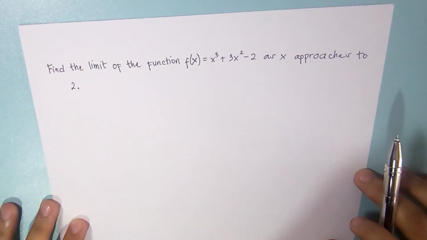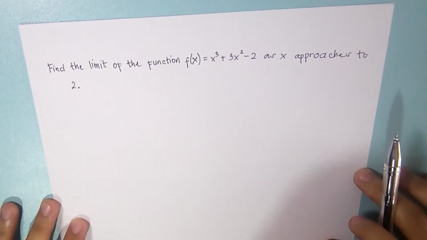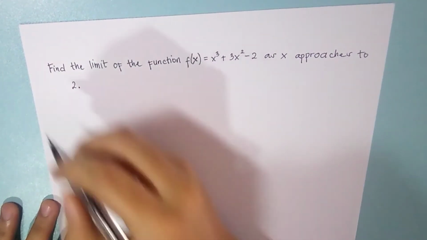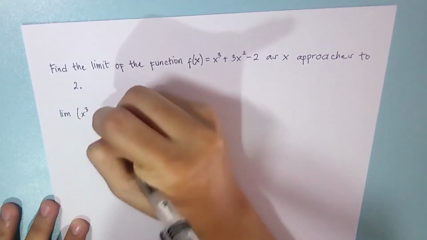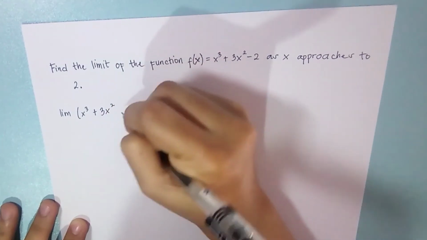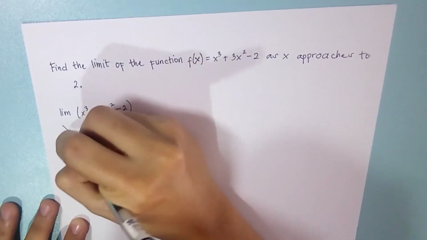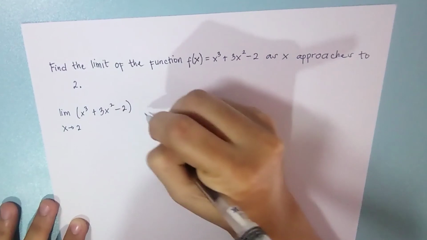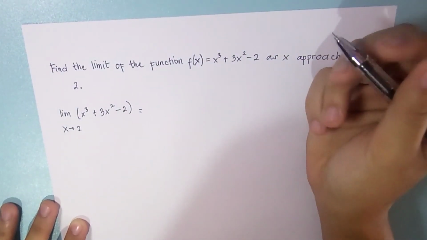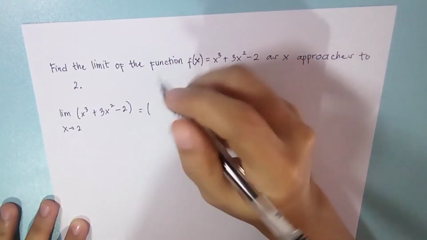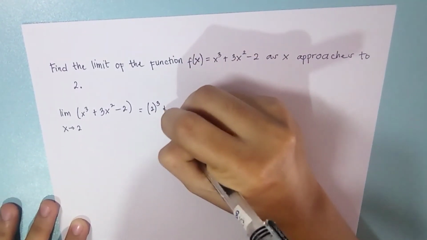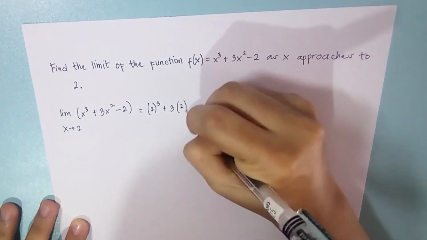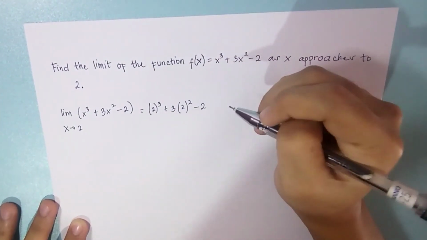Find the limit of the function f of x equals x cubed plus 3x squared minus 2 as x approaches 2. So the limit of x cubed plus 3x squared minus 2 as x approaches 2 is equal to, just substitute x with 2, which will turn out like this: 2 cubed plus 3 times 2 squared minus 2.